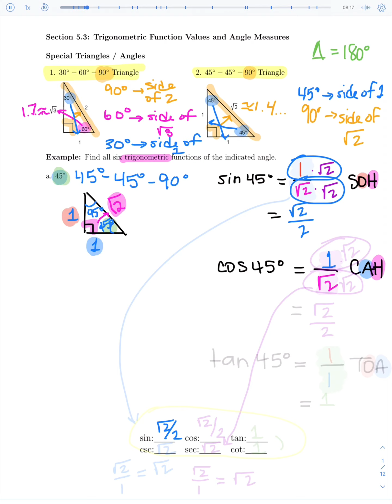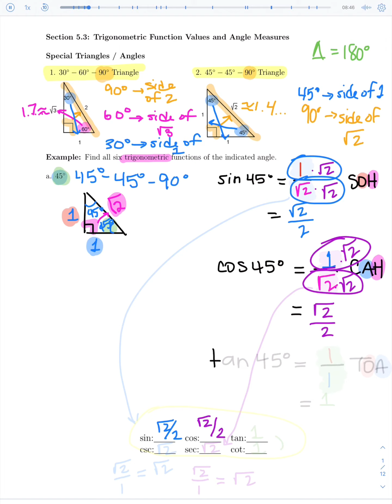So you'd start off the same way by multiplying the top and the bottom by a square root of 2, which would give us square root of 2 over 2. Because again, we'd have 1 times the square root of 2 on the top, which gives you the square root of 2, and square root of 2 times square root of 2 does just leave you with 2 on the bottom. So square root of 2 over 2 would be the same answer for cosine.